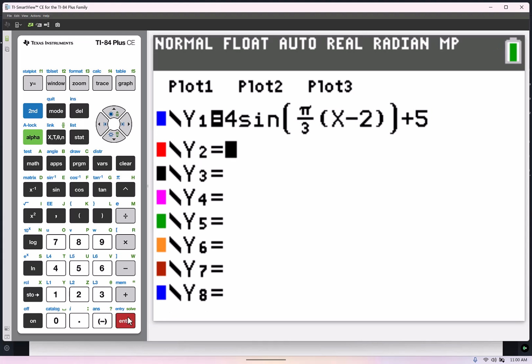This time I care about the midline. So I'm going to put a 5 on y2. And I'll wait for you guys to catch up.